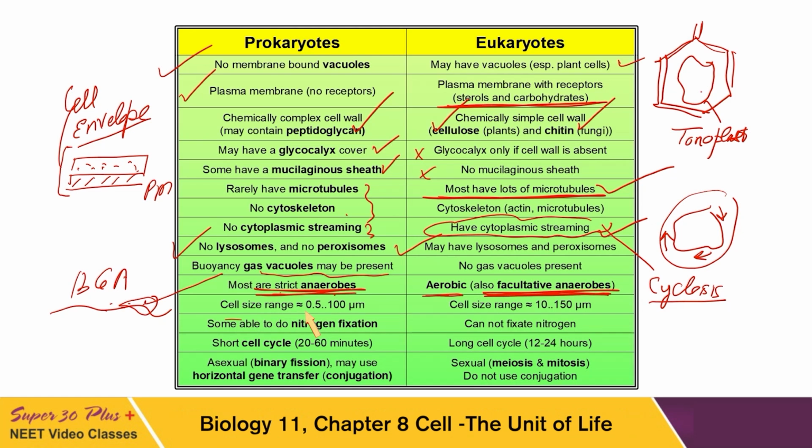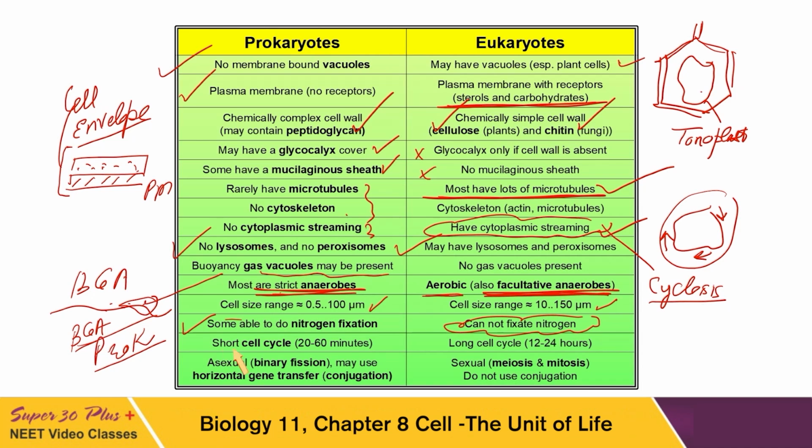Size you can see here, this is 0.5 to 100 micrometer. Some are able to do nitrogen fixation. Nitrogen fixation can be done only by the prokaryotic cell. This is blue-green algae, and we have so many other examples. The higher, eukaryotic cell cannot fix nitrogen, a very important point. That's why we have to salute these tiny organisms, the prokaryotes. All nitrogen fixers belong to this category. Free atmospheric nitrogen can be fixed only by prokaryotes.